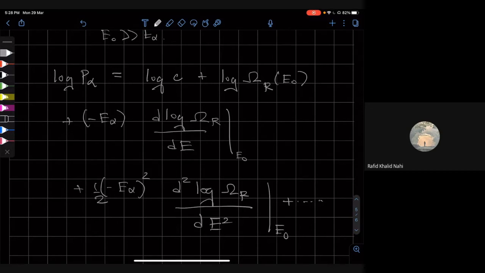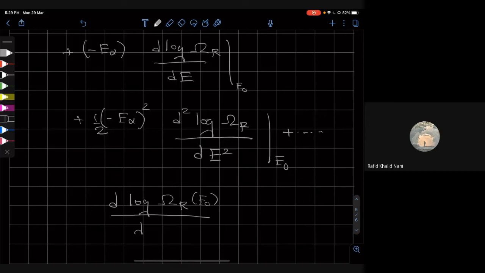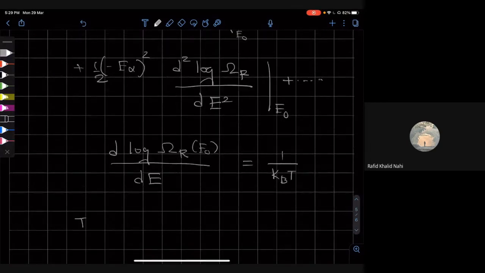Okay. So now what we do is that we can apply our statistical, our microcanonical definition of entropy to the reservoir because it is so large. And then we use the definition of temperature, and this is 1 over kBT. And now we use the assumption that the temperature of R remains constant.